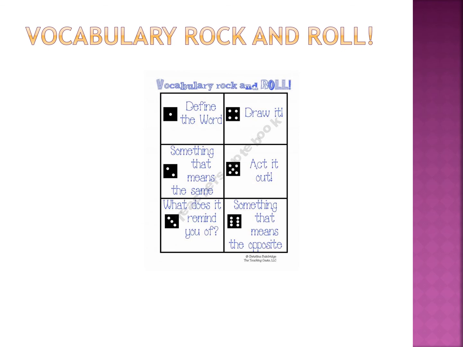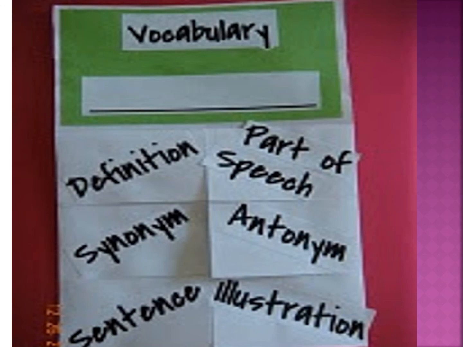So they have a card that looks like this, and a die. They roll the die, and if they get a 1, they have to define the word. If they get a 4, they have to draw it, and so forth. It becomes a game. This is a foldable for a vocabulary where the student is given one word, and then they make a foldable. They put the definition, the part of speech, the synonym, the antonym, use it in a sentence, and illustrate it. And they do that under the flaps that they've got there. That's fun to do.